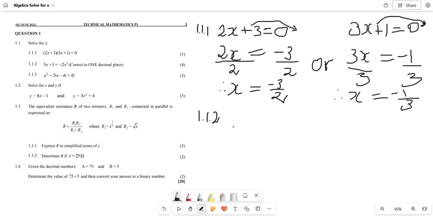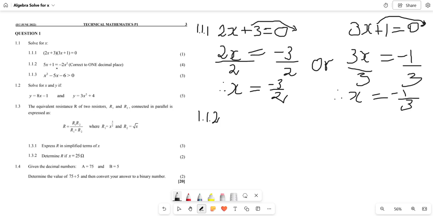That we need to follow and understand what does it say. The note says correct to 1 decimal place, meaning that when you solve this quadratic equation, factorization will never help you in this regard. For you to solve for x, you must apply the quadratic formula.